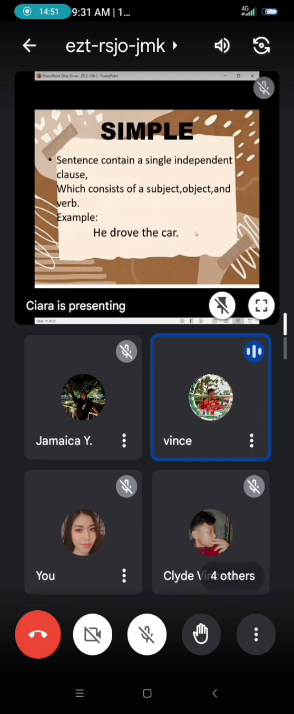He is the subject, which in parts of speech is called a pronoun. Drove is a verb, and car is the object. And the word the there, in grammatical relationship, is called an adjective because it explains the car. And that's it.